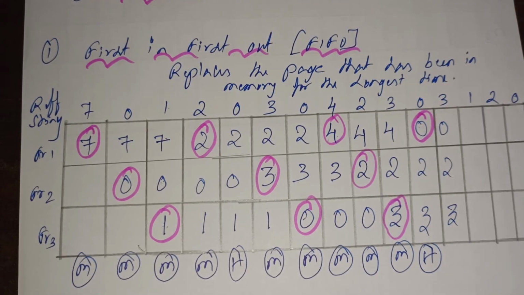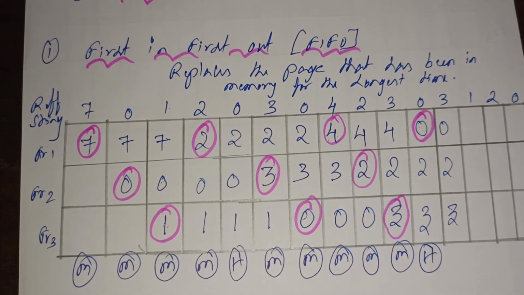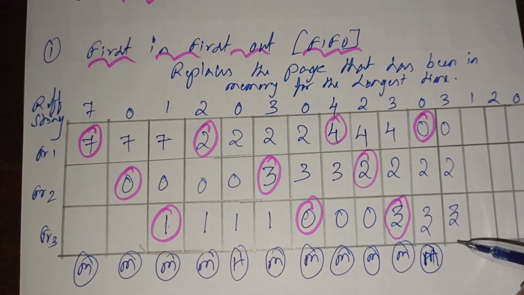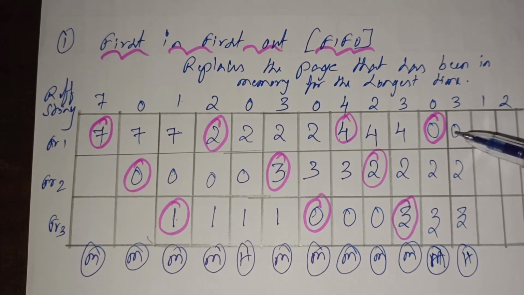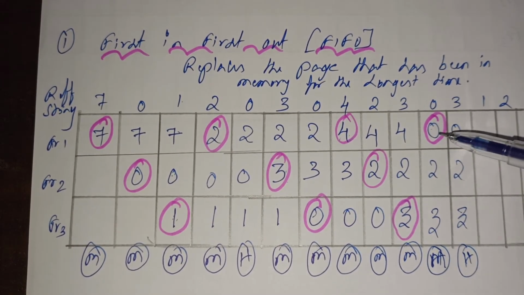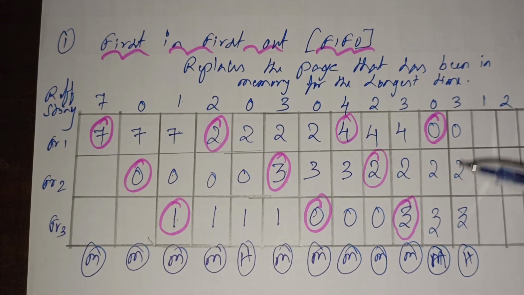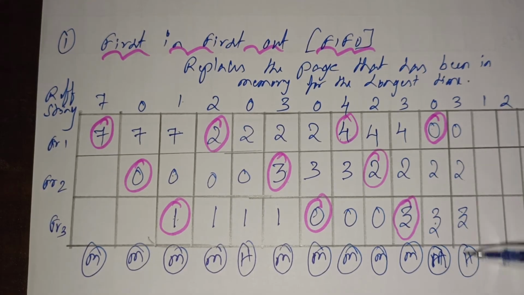So 3. Okay. Now we are going to check that 0 is requested here. Sorry, here it is a miss. This 3, here it is a hit. Okay. So now the same process, the string has been repeated again because 3 is already inside. So we are not replacing anything.